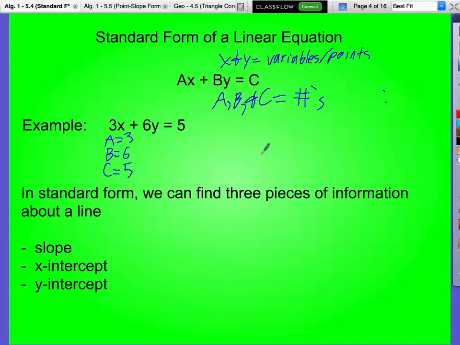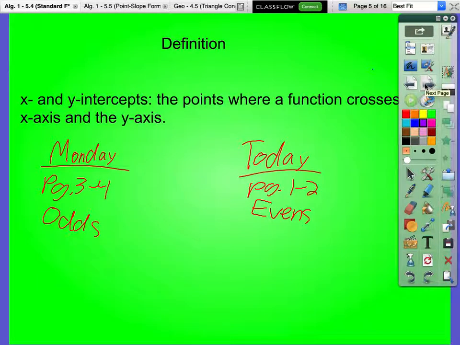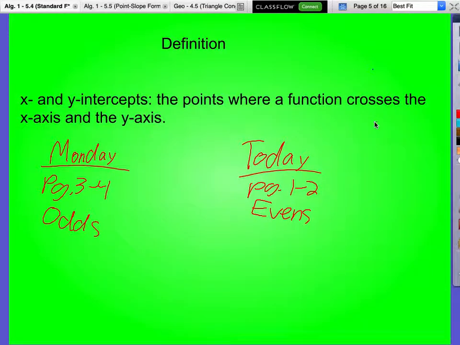And we briefly said, hey, we can find some pieces of information about a line in standard form: find the slope, x-intercept, and the y-intercept. And then we had this definition down, and this is where we ended. So we said the definition of x and y-intercept is the point where a function crosses the x-axis and y-axis. We've been dealing with y-intercept quite a bit.